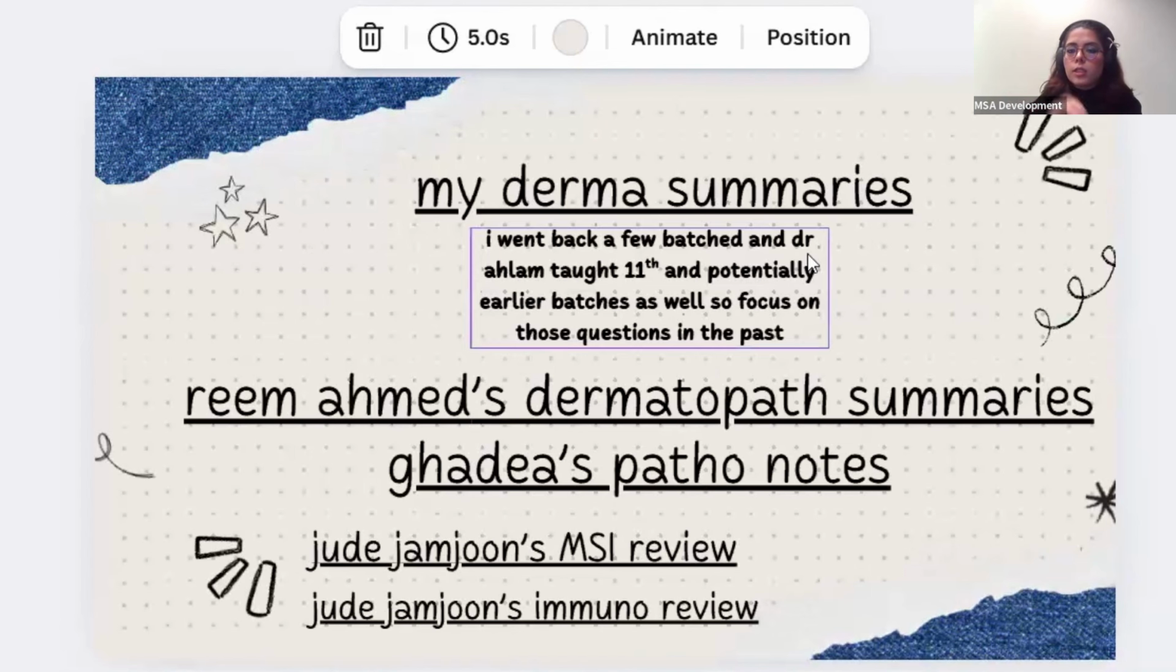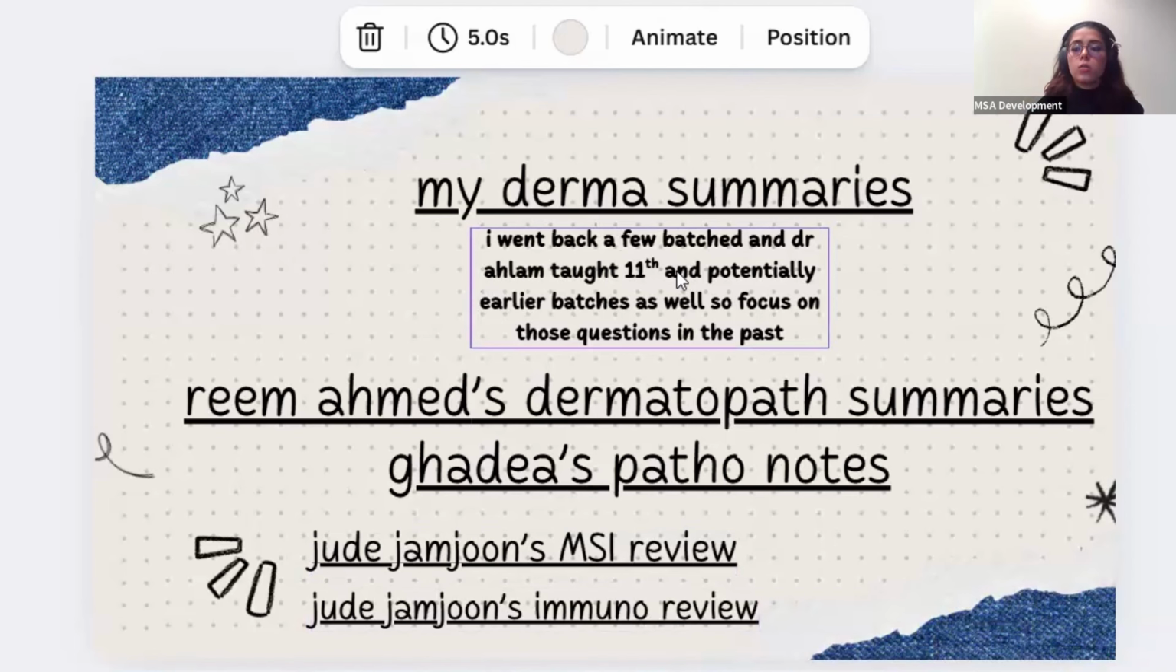Okay. These are MSI summaries I used when I was doing MSI. I made a dermatology summary. One of my friends, she's a fourth year, Reem Ahmed, she did a dermatopathology summary. Qaida made notes as well. Okay, these are rheumatology summaries. There's Jude Jamjoon's MSI review, so it's a collective of everything. And there's Jude Jamjoon's immuno review, which is for immuno specifically.